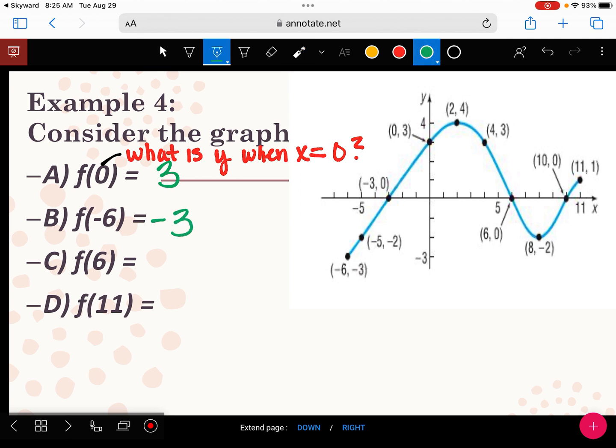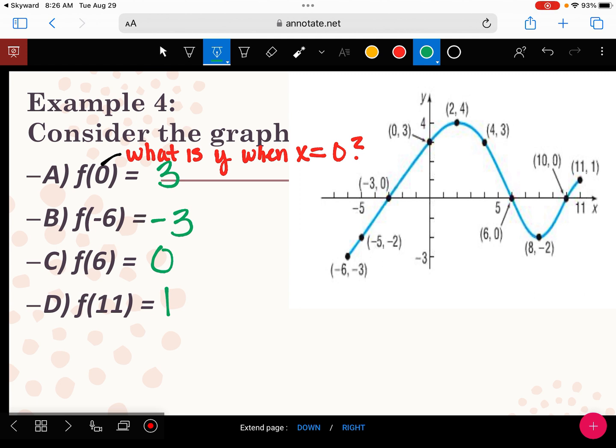For part C, X is positive 6. So Y would be 0. Good. And then part D, X is 11. And what is Y? 1. Who had all 4 right?